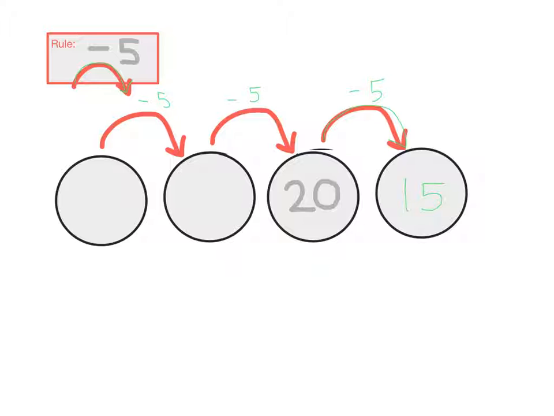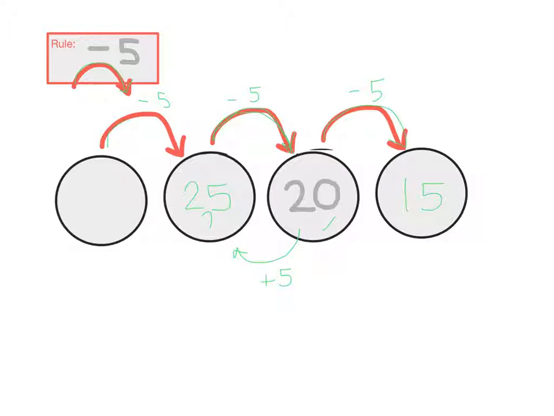Now it gets a little bit tricky when we're trying to figure out the one before 20. So let's use our math skills. Something minus 5 will give you 20. The other way you could think about it is in the reverse. So 20 plus 5 will give us our answer. So 20 plus 5 is 25. Let's make sure it makes sense. So 25 minus 5 is 20. That's right, good.